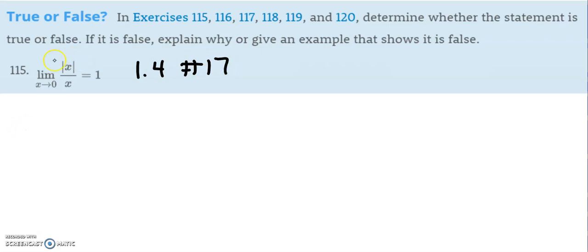So what I want to set up for you first is that the limit as x goes to 0 of the absolute value of x over x, when you plug in 0, you get 0 over 0, which means we have to keep going. And with this one, there's not really some obvious factoring or trig or anything to help us.